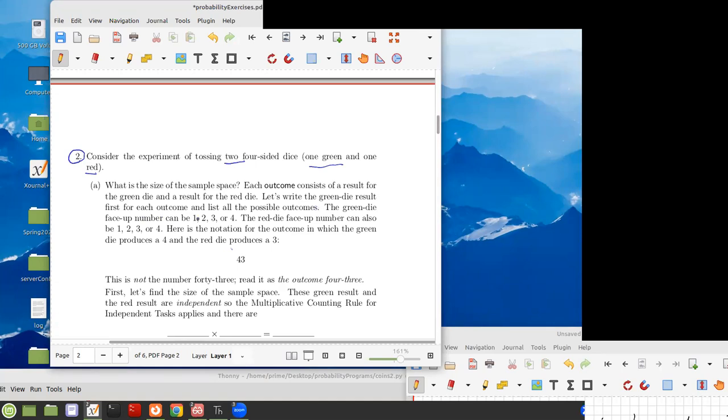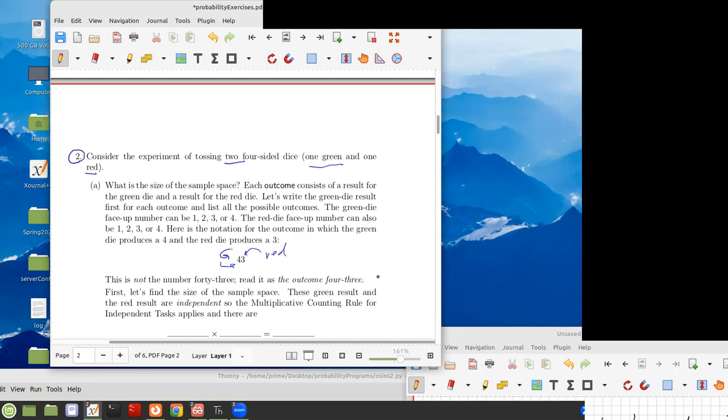The green die face-up number can be 1, 2, 3, or 4. The red die face-up number can also be 1, 2, 3, or 4. So here's our notation for the outcome in which the green is 4 and the red is 3. You don't read this as 43. This is green 4, red 3, or just 4, 3. So read the numerals individually. It's not the number 43. It's the outcome 4-3.